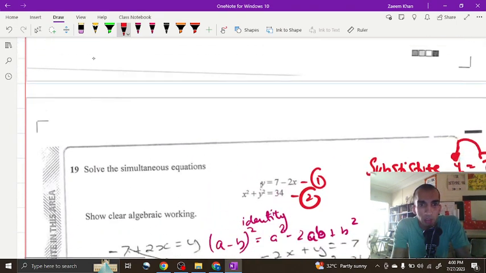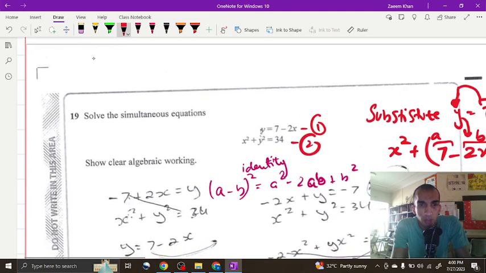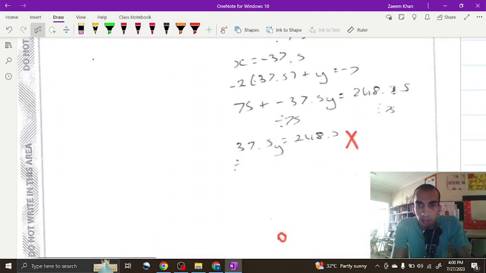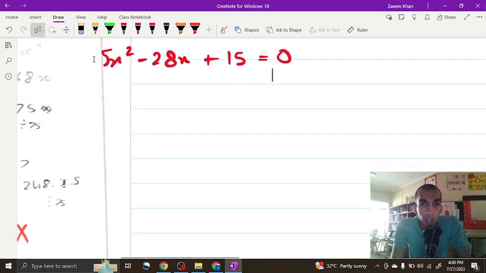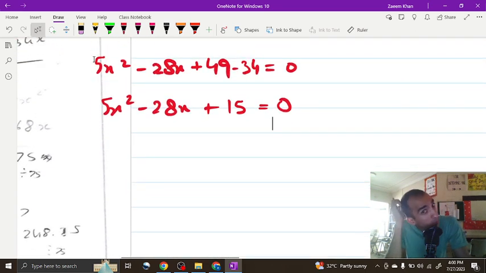Okay, now what did the question say? Solve the simultaneous equations, show your algebraic working. No wonder it is worth 5 marks because it keeps on expanding. What can we do over here?